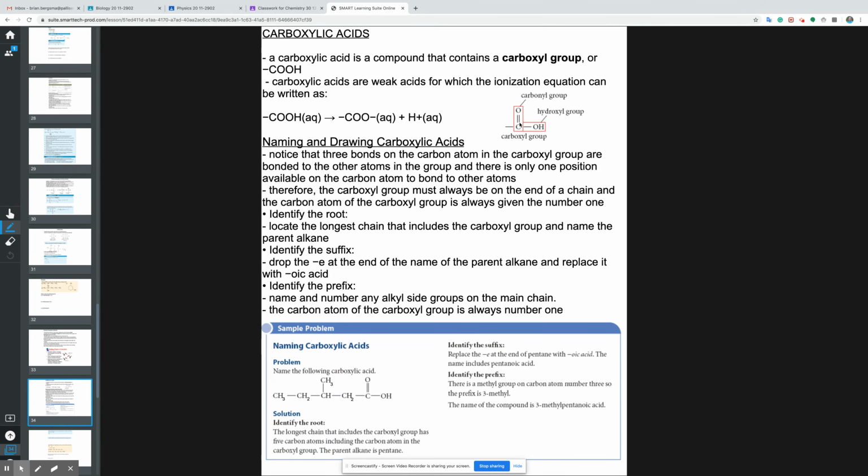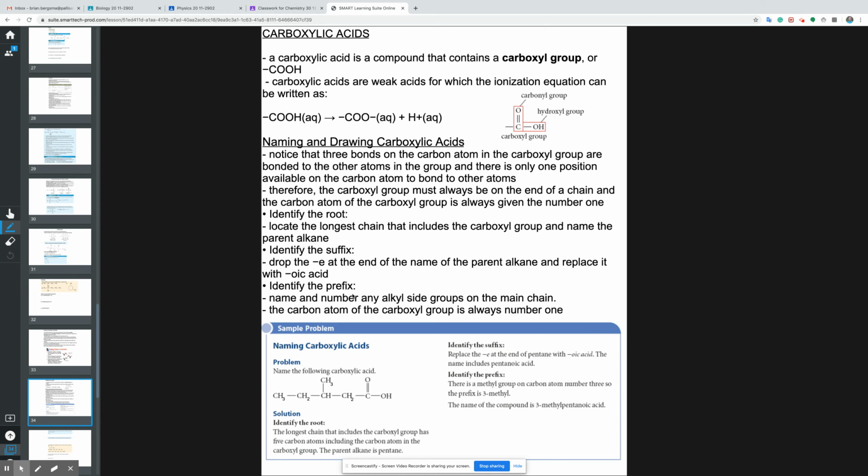Okay, and so this carbon that's bonded here is always your carbon number 1. So when you're identifying your longest chain, it's going to come off of this carbon. Okay, so again, you're identifying the root, identify the suffix. We're going to drop the E at the end of the name and replace it with oic acid. We don't have to say where, like butan 2 oic acid or anything like that, because this can only come off the first carbon. And so it's always just going to be oic acid at the end. You don't have to put a number.